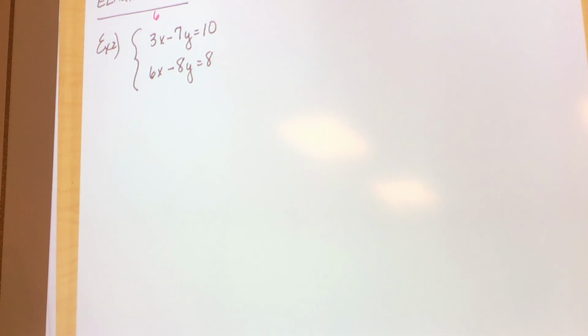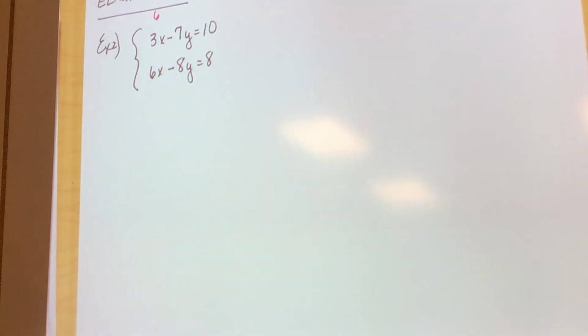Could you use 12? Yes, but it'll make your numbers bigger. So we want the smallest one, okay? Can you use 3? No, because 6 will not go into 3, all right? So we're not trying to reduce them, all right? We're trying to find the least common multiple. What's the least common multiple between 7 and 8?